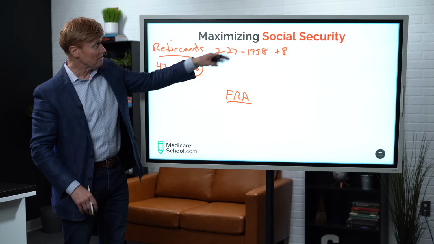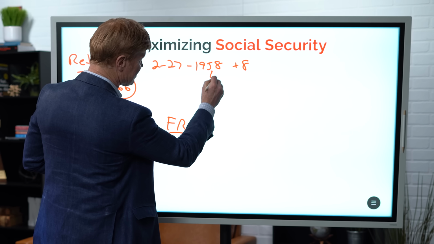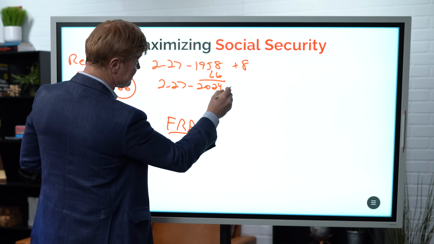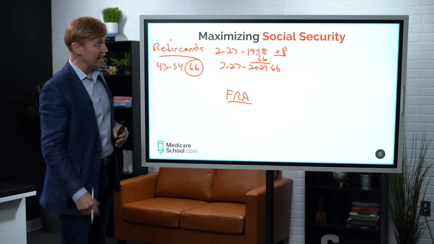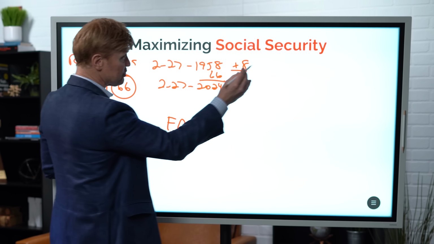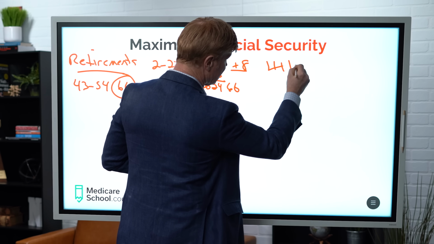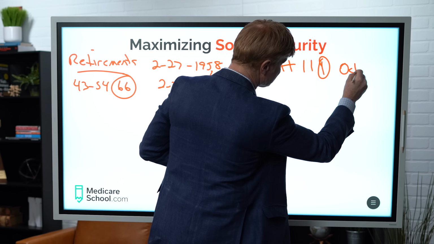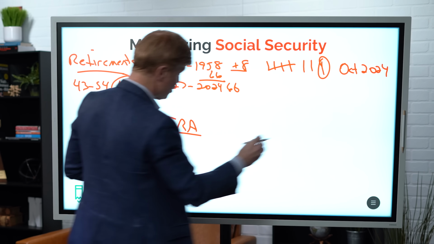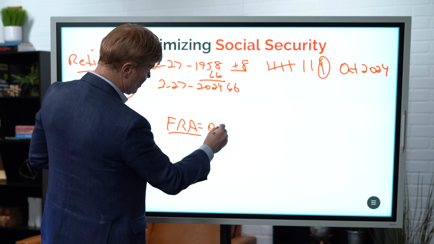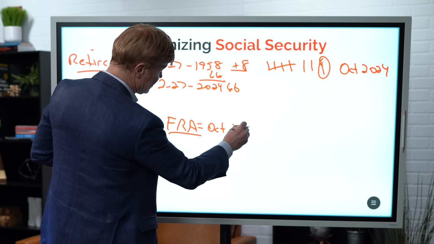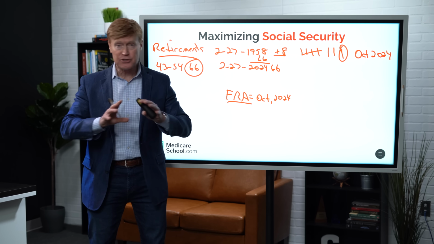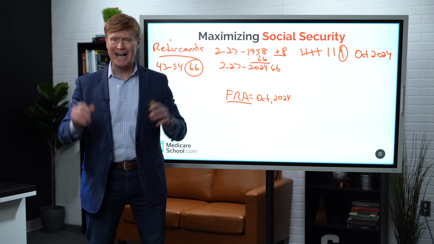So back to my example, we're born in 1958, it's going to be 66 and 8 months. So we know in 2024 they will be 66, but we have to add 8 months to that. And so how do we do that? Well, their birthday is in February, so we're going to add March, April, May, June, July, August, September, October. That's our 8th month. So their full retirement age will be October 2024. If we get to October 2024, then there is no reduction in benefit, and if they choose to work, there's no earnings test. So in this video we're talking about maximizing those benefits.